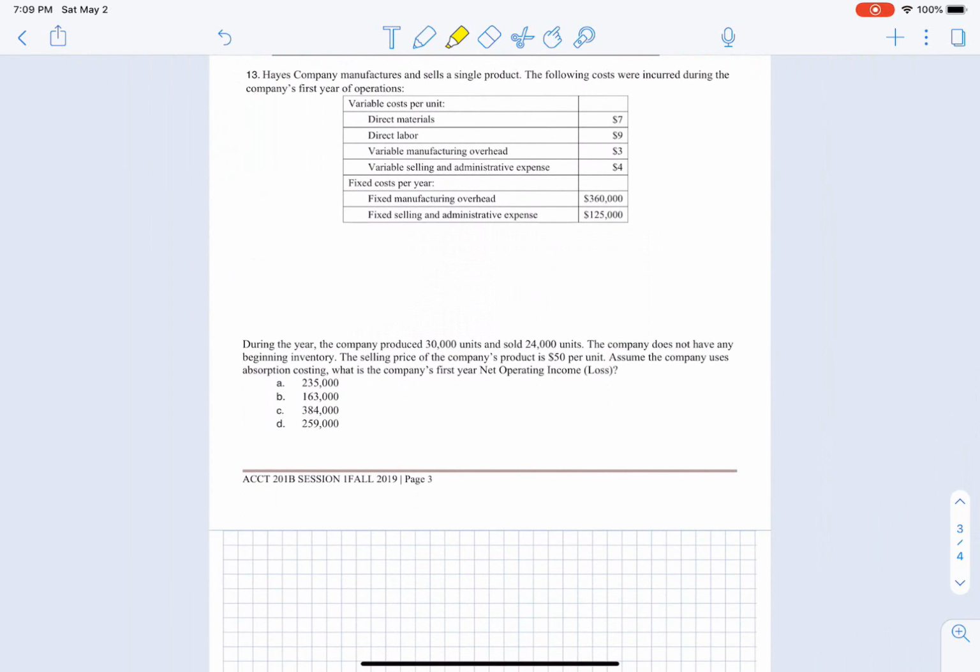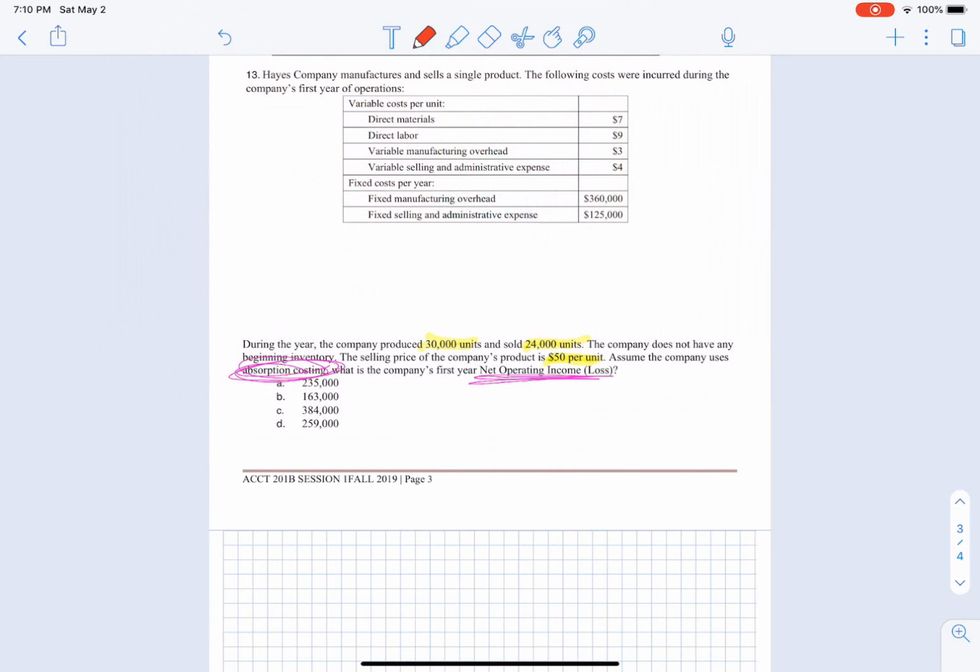So Haley Company manufactures and sells a single product. The following costs occurred during the company's first year of operation. During the year, the company produced 30,000 units and sold 24,000 units. So one is produced, one is sold. The company does not have any beginning inventory. The selling price of the company's product is $50 per unit. Assume the company uses absorption costing. What is the company's first year net operating income or loss?